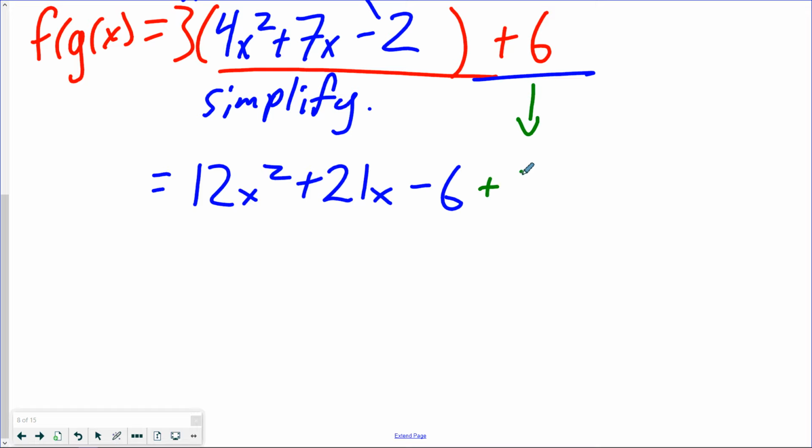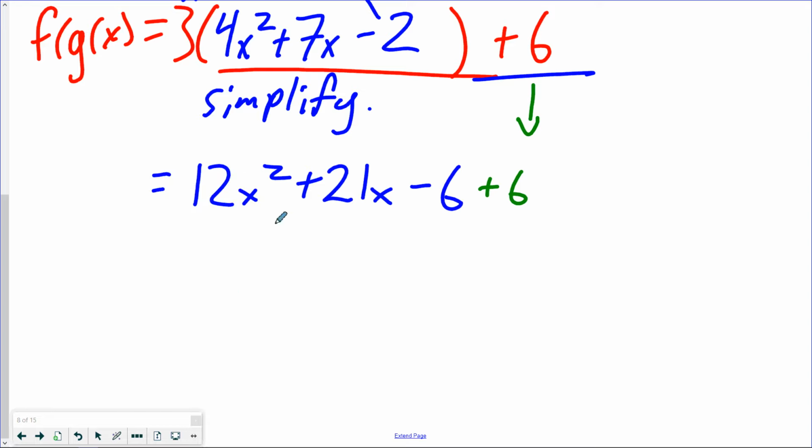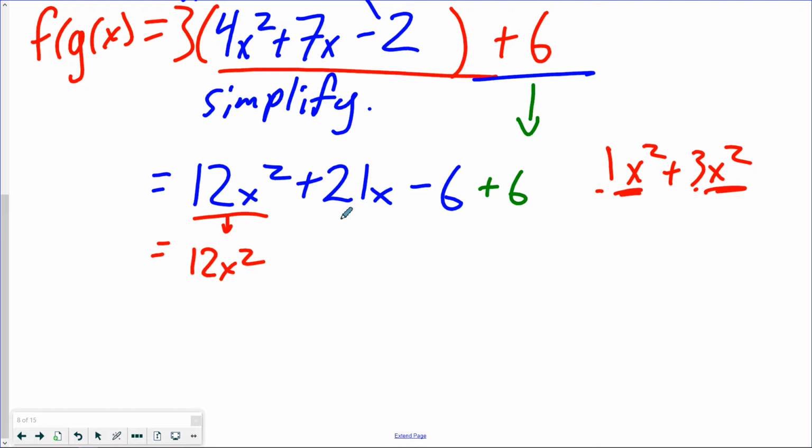Now we need to combine our like terms to make sure it's as cleaned up as possible. So like terms are like x squared plus 3x squared. Because the x squareds match, we just add their coefficients, the 3 and the 1, and then leave the x squareds alone. So if I look here, I have 12x squared. There aren't any other x squareds in this, so there's no like term for this to combine with, so we just bring it down. 12x squared. Same thing with our plus 21x. There's no other x's to combine with, so we just bring it down.